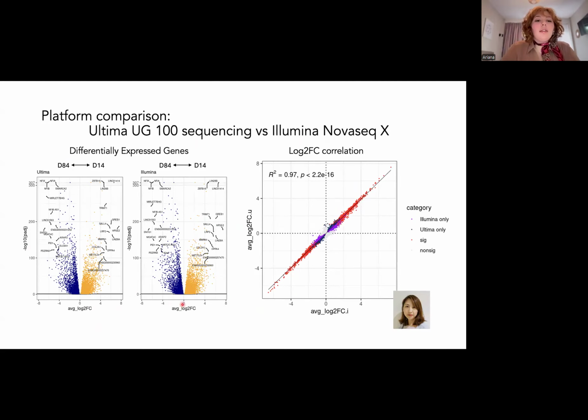Then for this sublibrary, we had organoids on day 84 and day 14, and Nana looked at differentially expressed genes, and we see very, very similar results in these volcano plots. This volcano plot is from the Ultima, and this is from Illumina. Then lastly, here we see the log fold change of these genes. And again, we see a higher correlation across the two platforms.